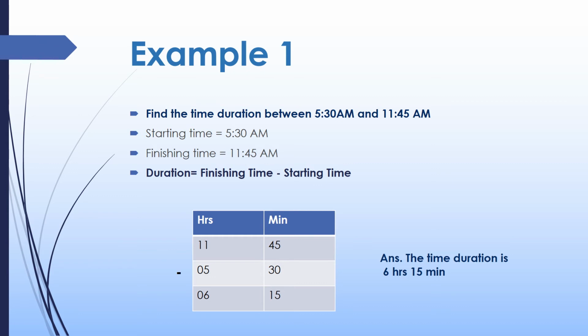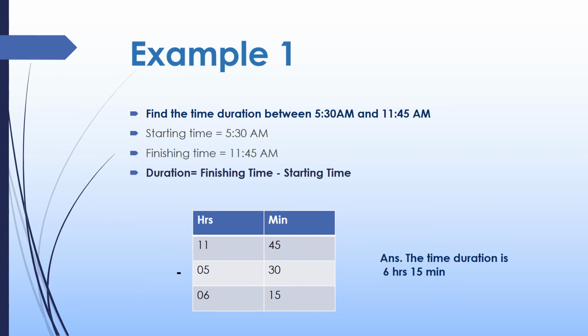Now let us see a few examples. Example 1. Find the duration between 5:30 a.m. and 11:45 a.m. Now as per the rule, we have seen that in a.m. the time remains the same. You just have to write in hours and minutes columns and then subtract. So finishing time minus starting time is the formula for duration.